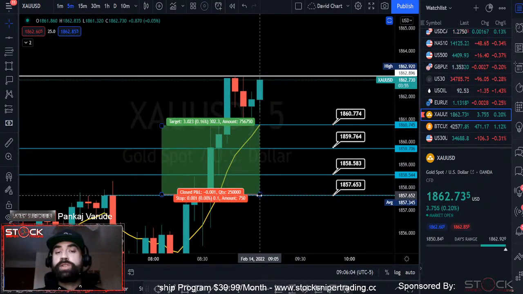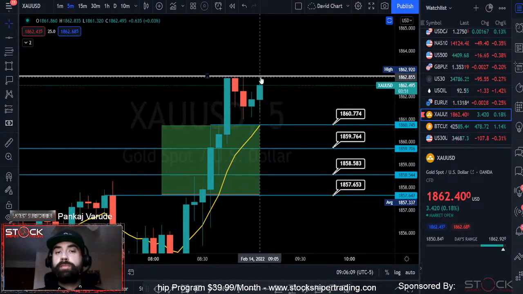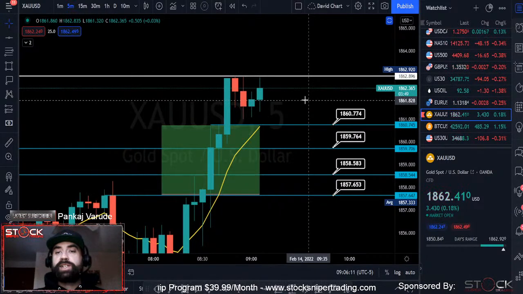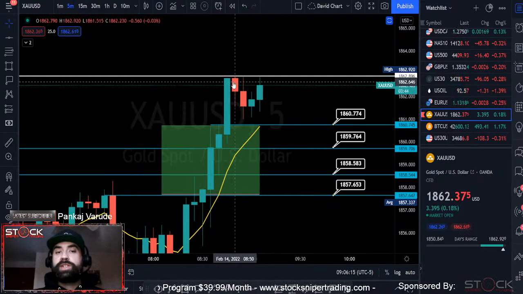Okay, guys, look at oil. Look at gold starting to rise again. Remember I talked about pullbacks, pushing up. You can see it's getting rejected at that 1862 yet again. So we have rejection, rejection, 4 resistances so far.